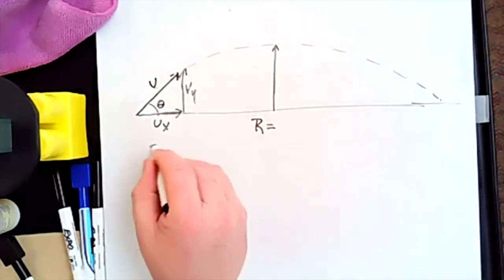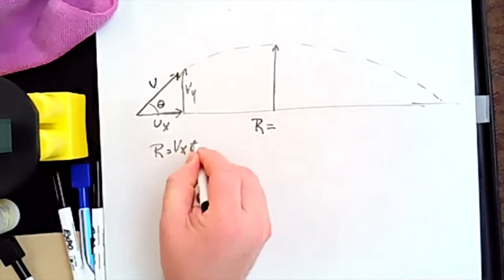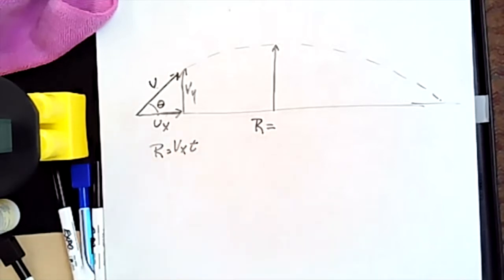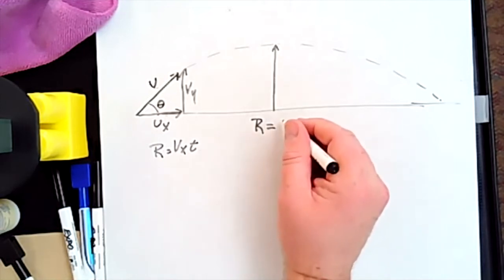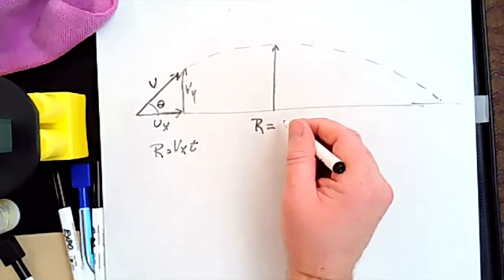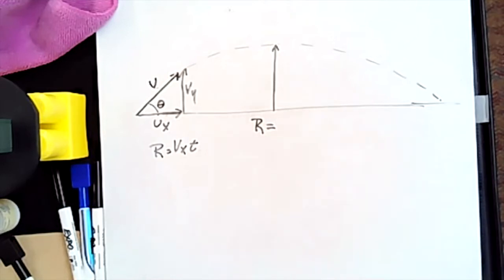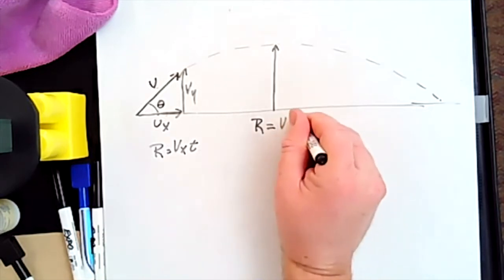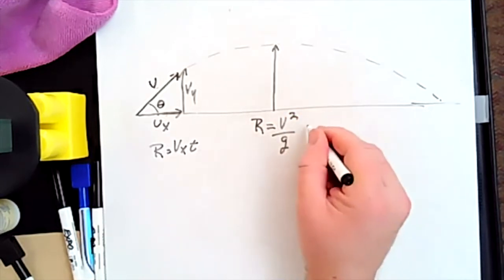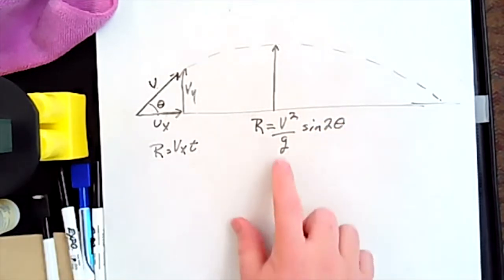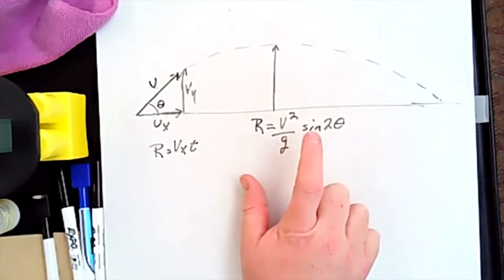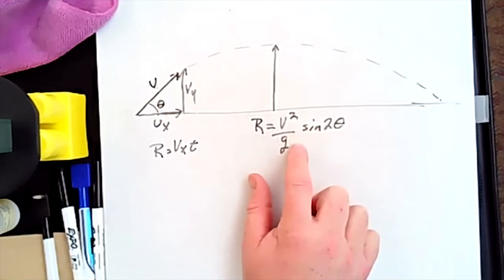We started with Vx times time, but we didn't want either of those, so we did substitutions, right? And we got range equals, and there was a minus sign, but we're leaving that off, because we're going to put 9.81 in for gravity instead of negative 9.81, so we're just going to leave the negatives off, okay? So range was v squared over g times the sine of twice the angle. This was the equation we used, and the important part about this equation is it's only for shooting and landing on the same plane.